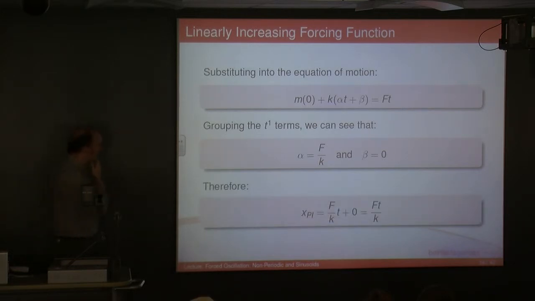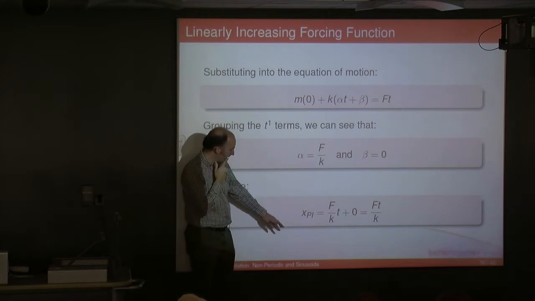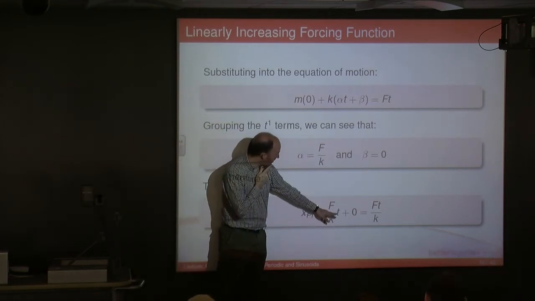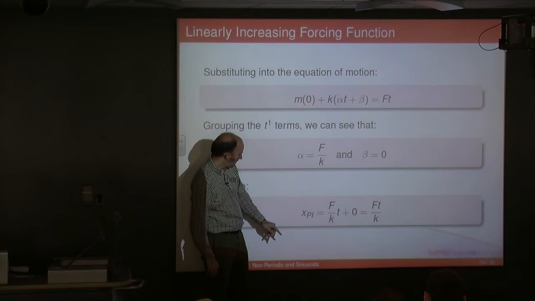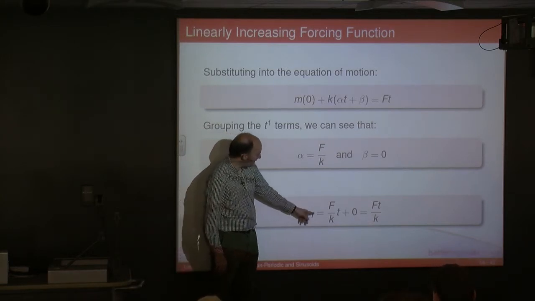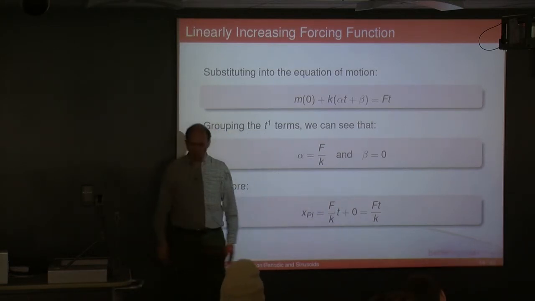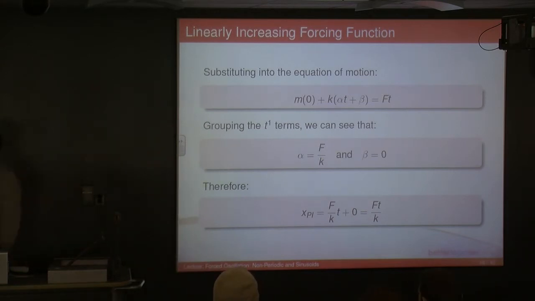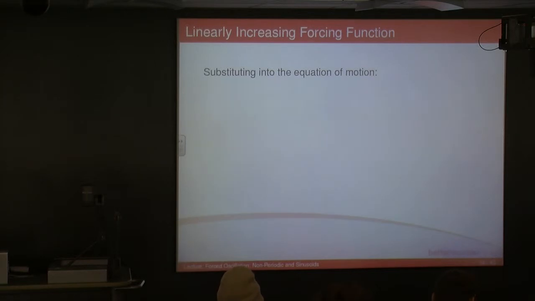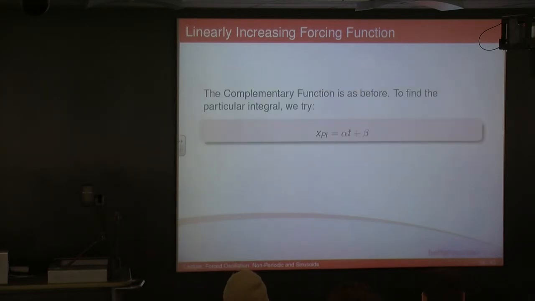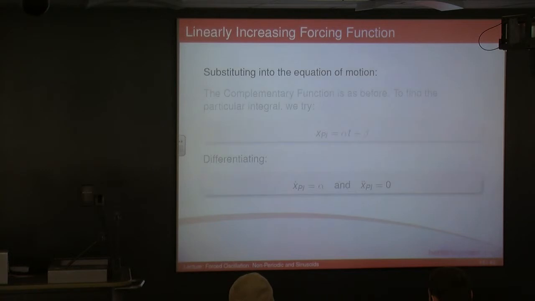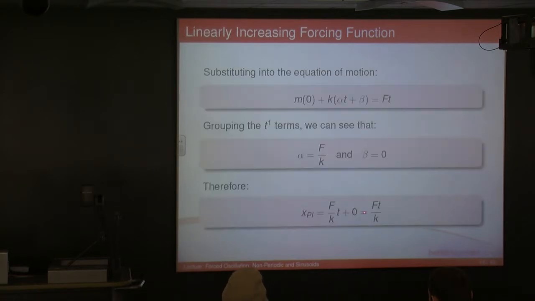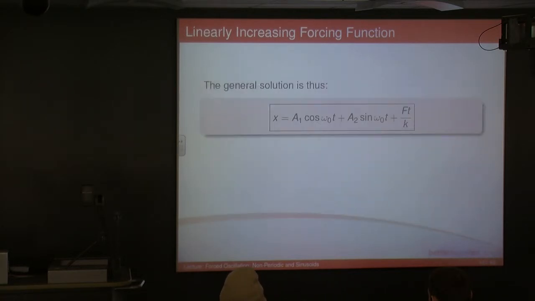So you can plug that back in, okay? x particular is f upon k times t, which means you end up with f t upon k. So we basically take our alpha and beta and we plug that back into that term. f upon k is alpha and beta is 0, so you end up with f t upon k being your particular integral. We then add that to our general solution.